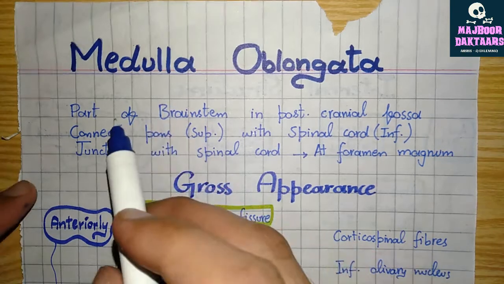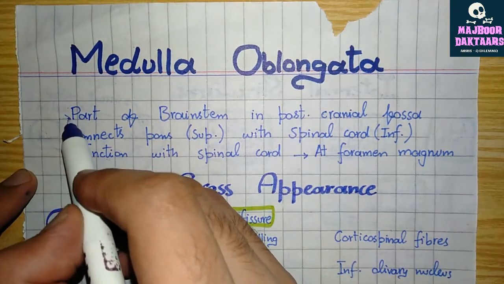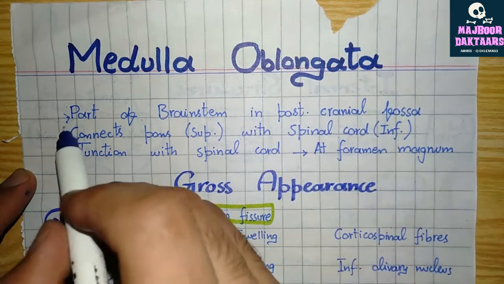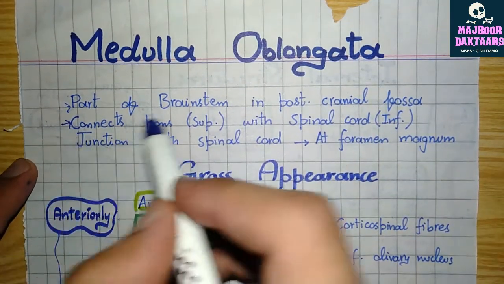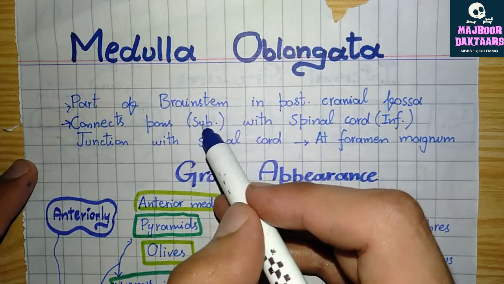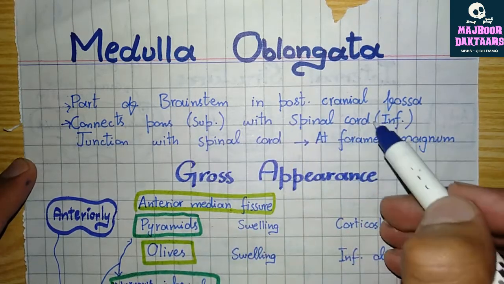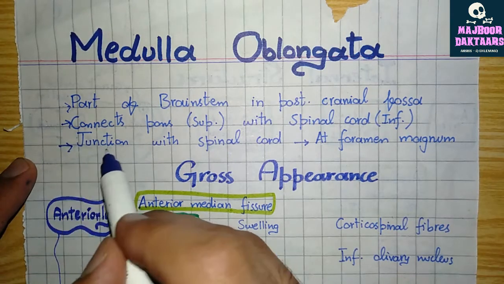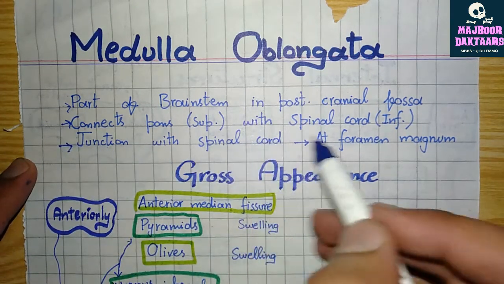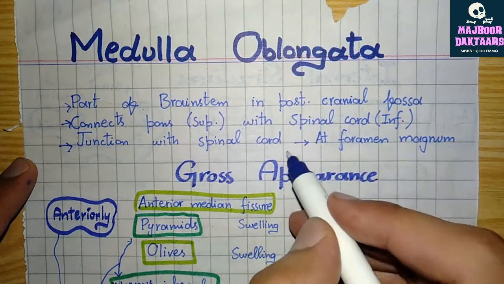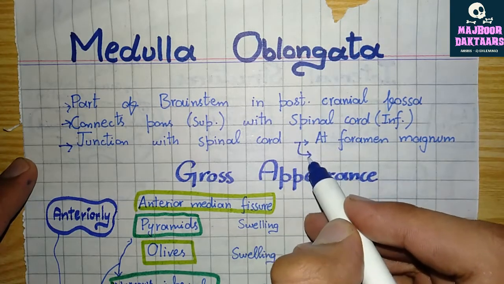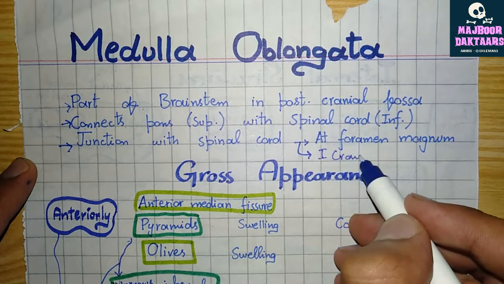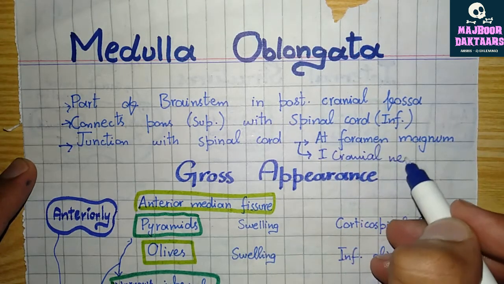The medulla oblongata is a part of the brainstem present in the posterior cranial fossa. It connects the pons, which is present superior to it, with the spinal cord, which is present inferior to it. Now, the junction between the medulla and the spinal cord is at the foramen magnum, which is the point of origin of the first cervical spinal nerve.